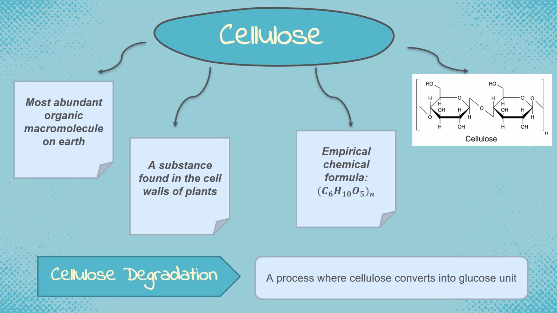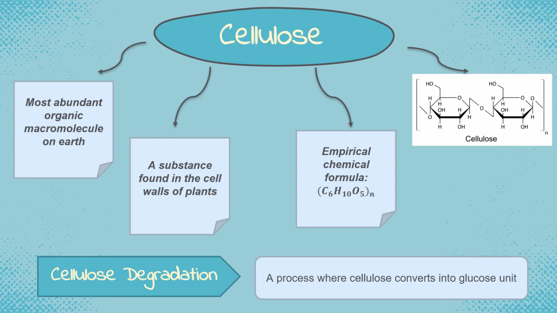This organic compound has the empirical formula C6H10O5, and cellulose is composed of a long chain of at least 500 glucose molecules. And this is the structure of the cellulose. Besides, cellulose is secreted by specific species of bacteria to form biofilm.